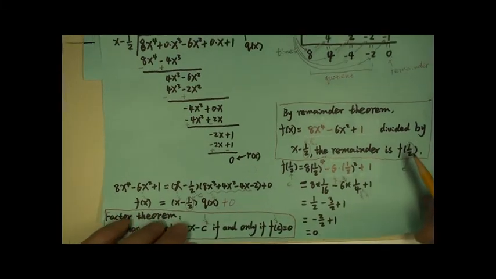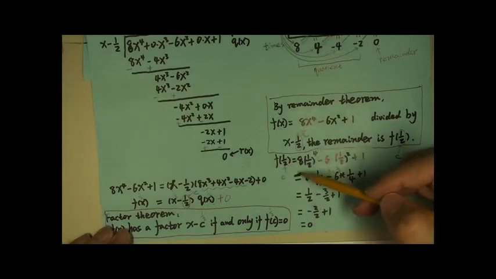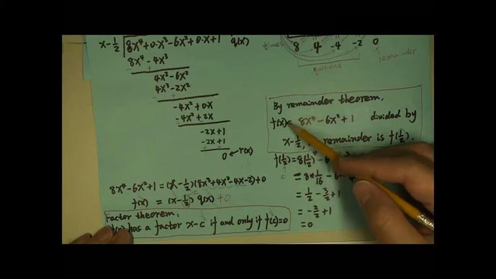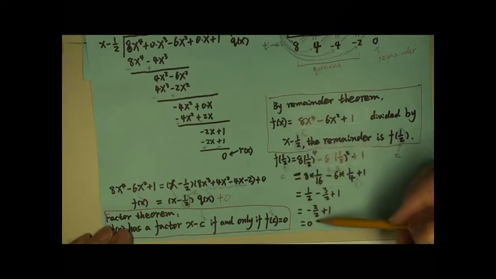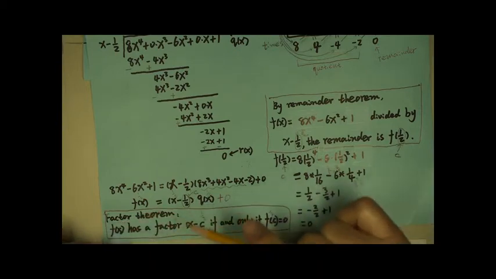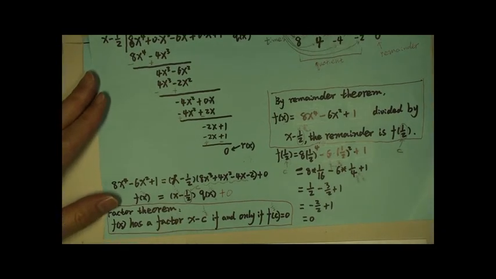Okay, another direction is if you plug 1/2 into f of x, and f of 1/2 is 0, then f of x can be written in this way. So there are two directions here. In general, the factor theorem says that f of x has a factor x minus c if and only if f of c is 0. In our case, we did 1/2.